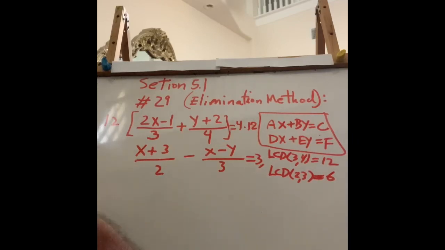Basically we are asked to solve this system of two linear equations with two variables by the elimination method, which is sometimes referred to as elimination by addition, because we are going to end up adding the two equations to be able to eliminate one of the variables. But anyway, in this problem, of course, we do have some fractions involved.